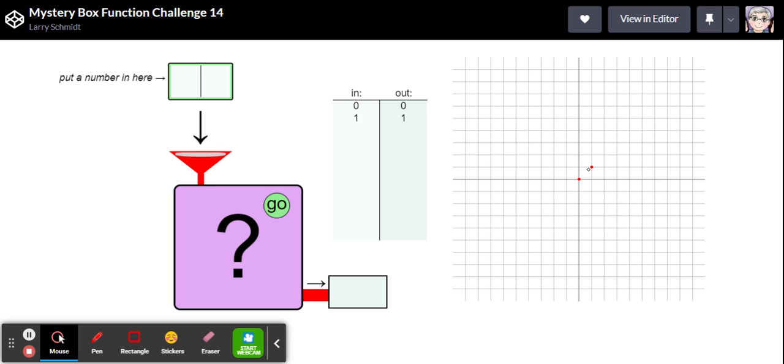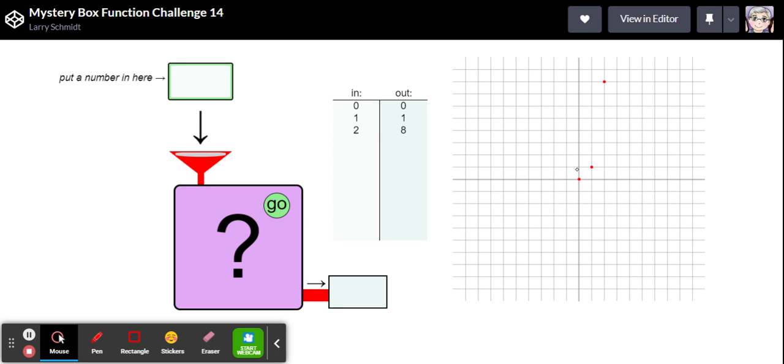So we've seen this in many graphs before. This could be a line, f of x equals x. It could maybe be x squared. We could have a parabola going on here. Let's try 2. Ooh, so 2 gives us 8. So that's increasing pretty rapidly.